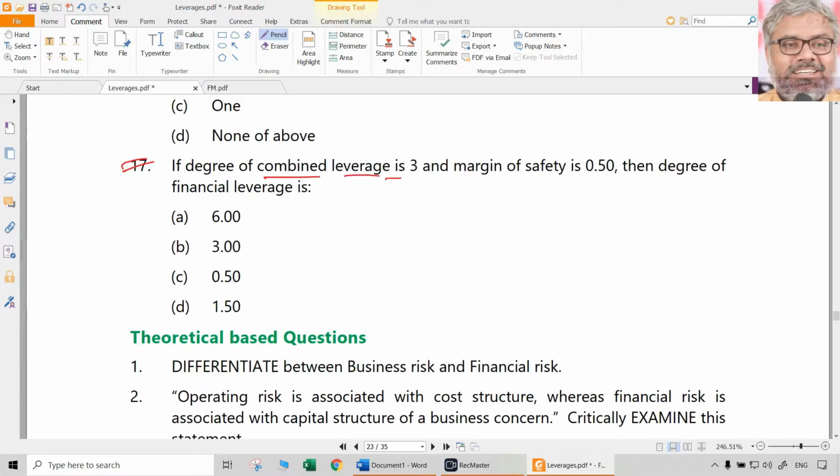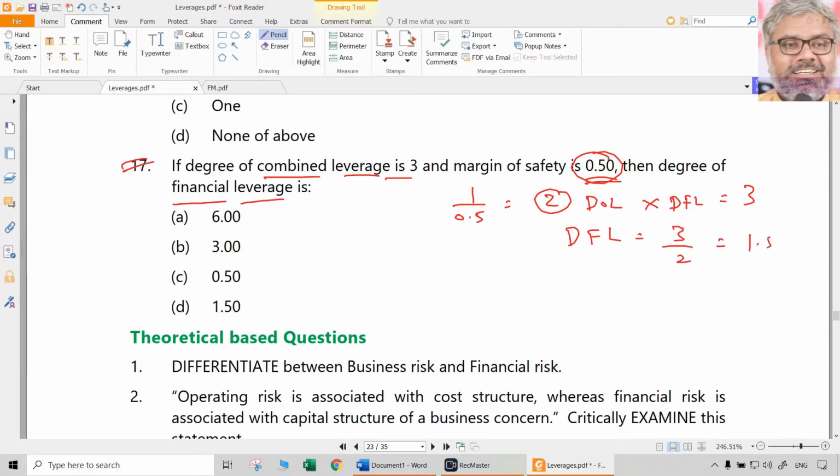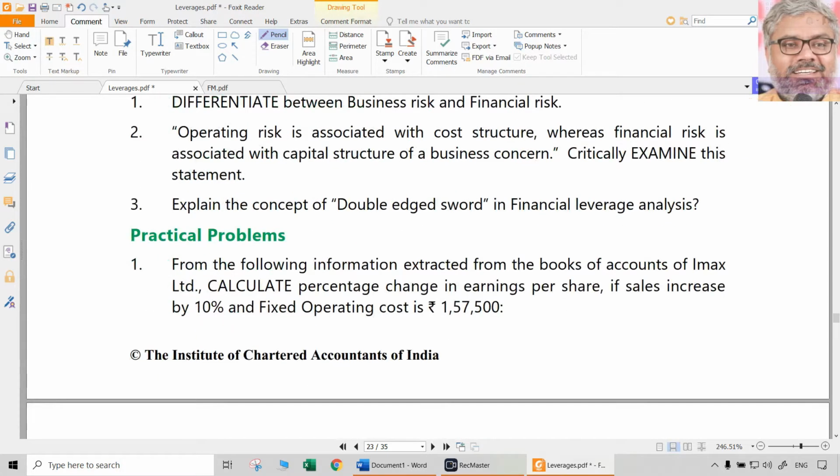17th question: combined leverage is 3, margin of safety is 0.5, the degree of financial leverage is asked. Again, margin of safety here is the margin of safety ratio. 1 by 0.5 will give us 2 times, that is the degree of operating leverage. This multiplied with the degree of financial leverage should be 3. That means the degree of financial leverage should be 3 divided by 2, that means 1.5. So the correct answer will be D. So these are for practice and understanding of the formulas and concepts of leverages.